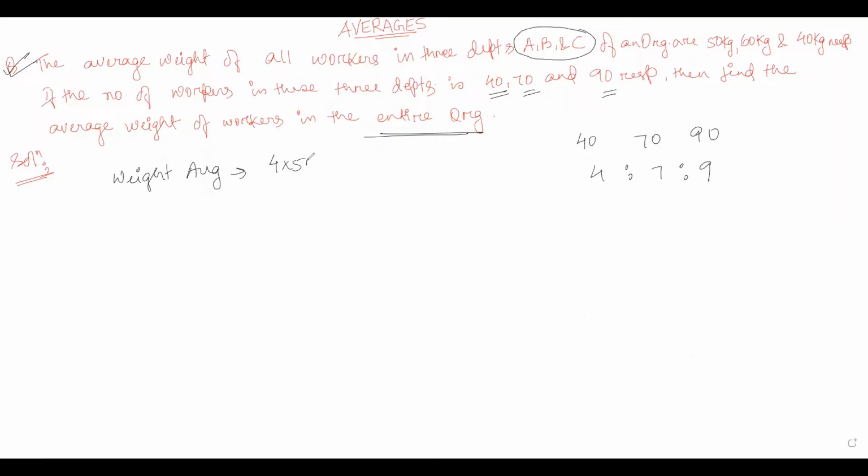So the weighted average of the weight of workers in these three departments A, B, C would be simply 4 into 50 plus 7 into 60 plus 9 into 40 upon 4 plus 7 plus 9. So if you calculate this, this would be 980 upon 20, which will give us 49 kgs. So that means the weighted average of the weight of workers in these three departments is 49 kg. So in such kind of questions, we can directly apply the concept of weighted average.